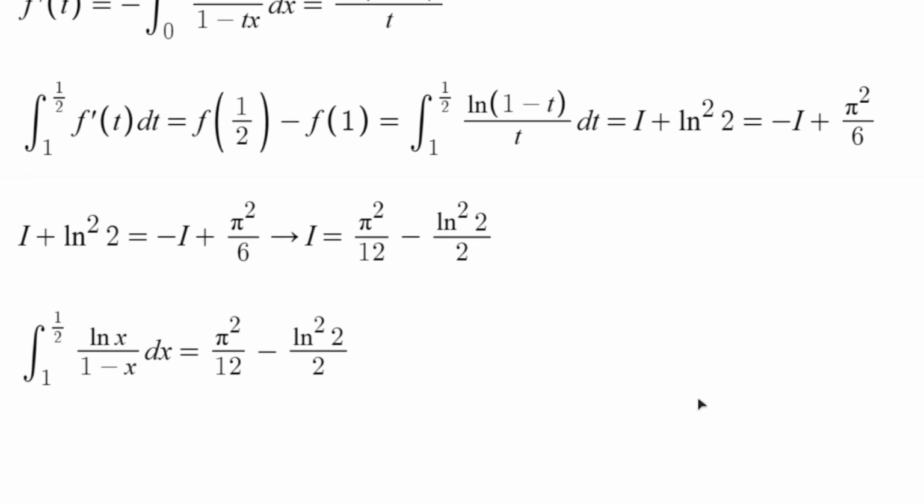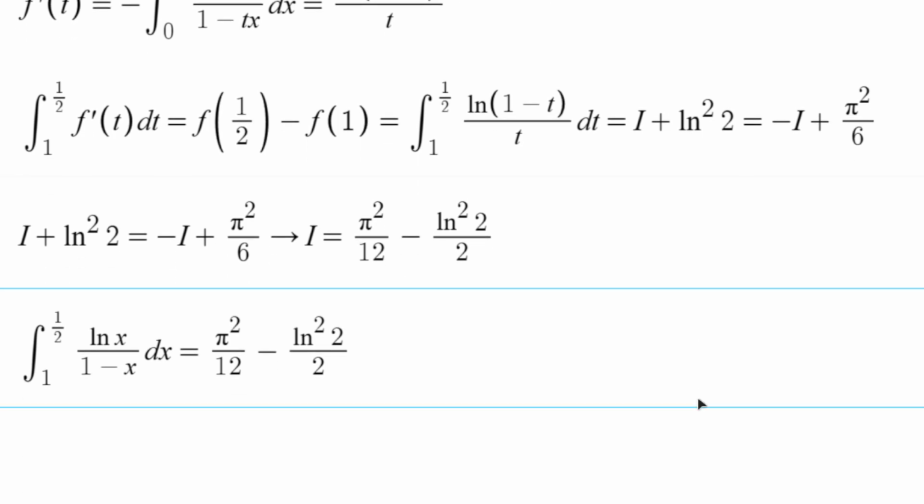And that is it. So the integral from 1 to 1 half of natural log x over 1 minus x dx is pi squared over 12 minus natural log squared of 2 divided by 2.